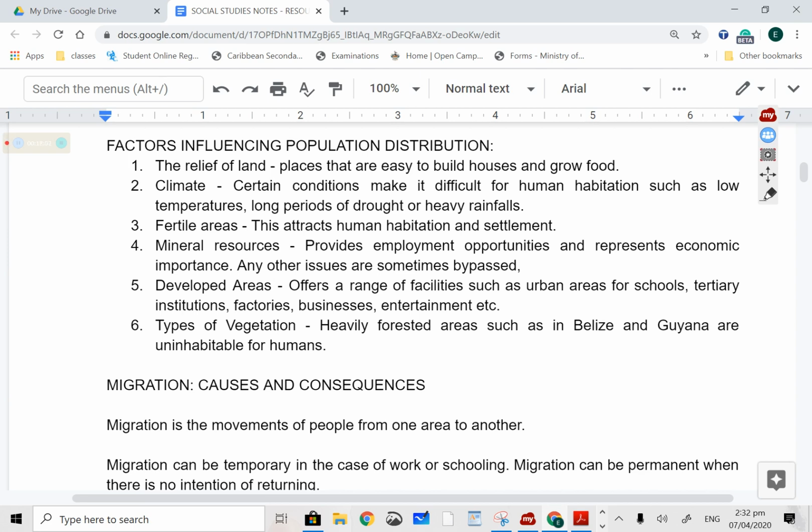However, remember, mineral resources are non-renewable resources. Okay, so non-renewable resources have a lot of issues around them. As they say here, any other issues are sometimes bypassed. Okay, it is bypassed, like pollution.